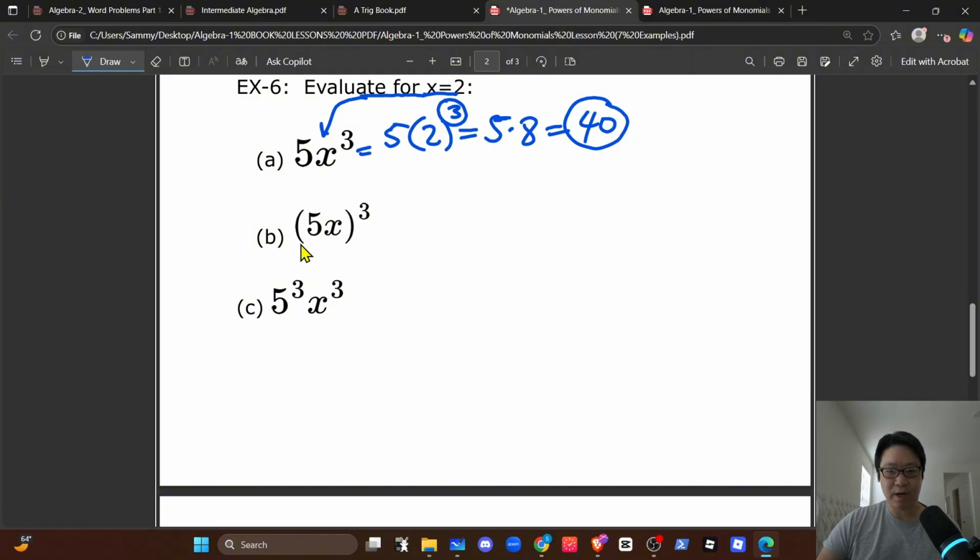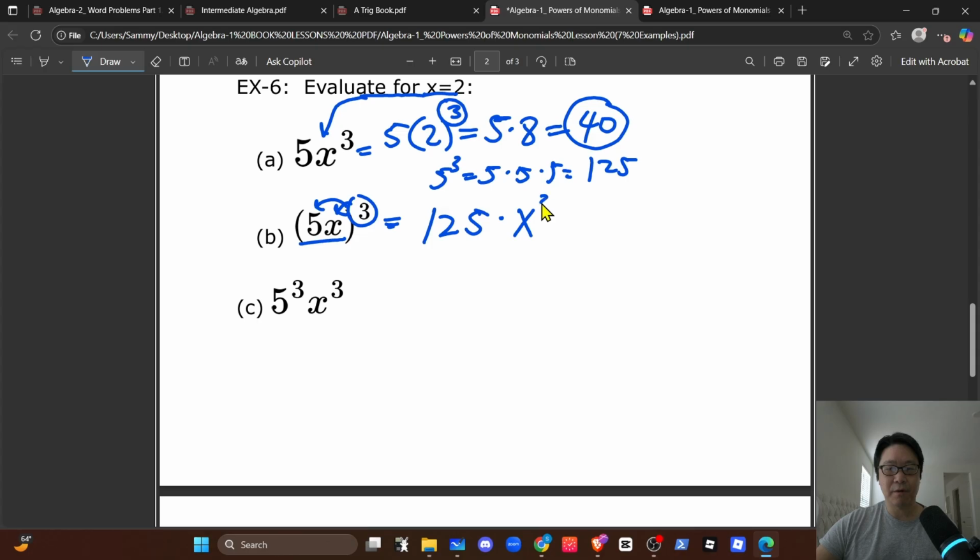So we have an expression inside of parentheses. They're being multiplied. So you're going to apply the 3 to the 5 and the x, and then you're going to take the product of those things. So 5 to the third power is 5 times 5 times 5. 5 times 5 is 25. 25 times 5 is 125. Okay. So you're going to end up with 125 times x to the third. And you can just put it together since they're being multiplied. So it's going to be 125 x to the third power.